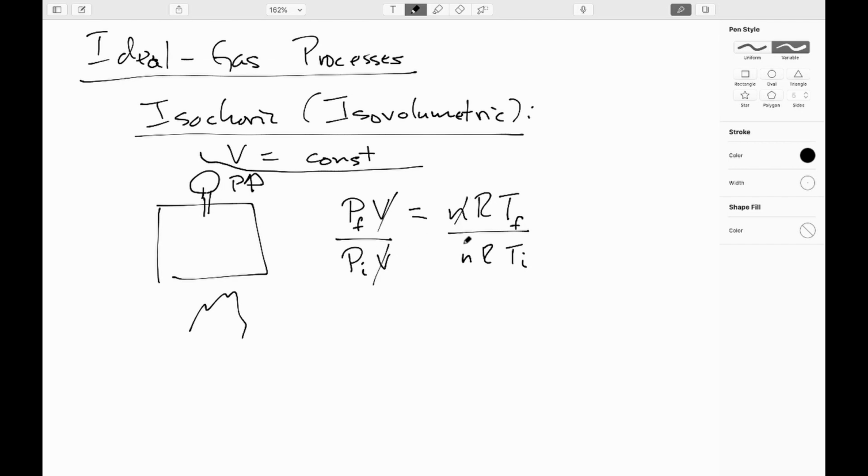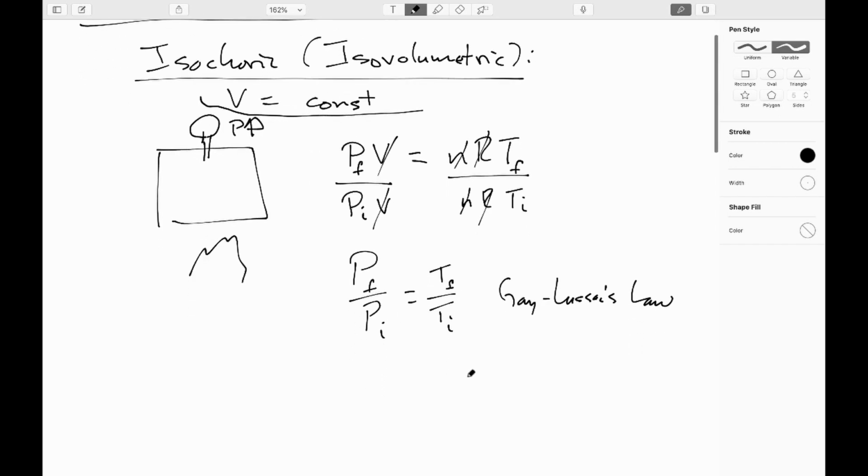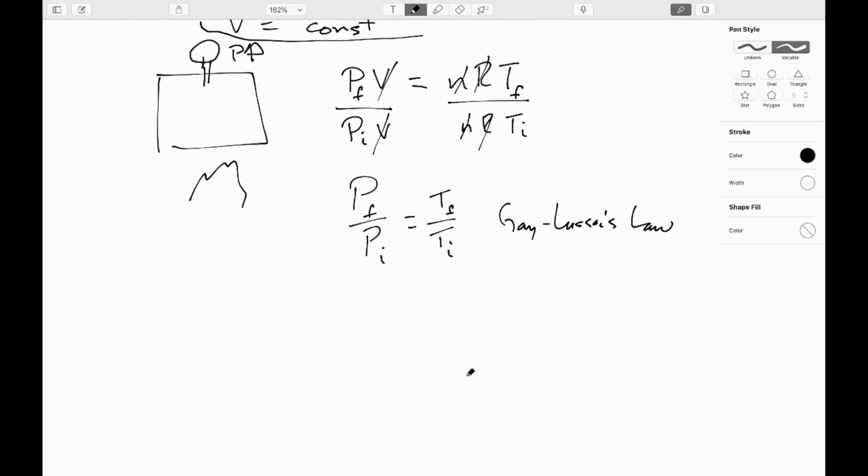You can cancel out things that stayed the same to be left with Gay-Lussac's law. So in an isochoric process, the ratio of the pressures goes as the ratio of the temperatures before and after.